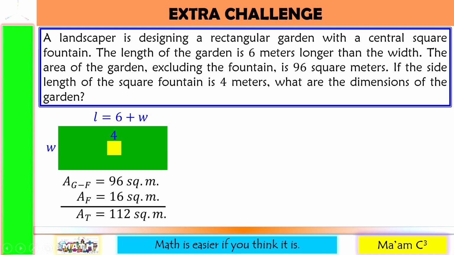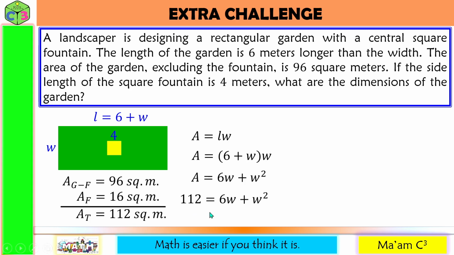We all know from geometry that area is length times width. And we are already given the equation for the length, which is 6 plus W. Let us substitute that. Next, let us distribute this W here. So this will become W times 6 is 6W, and W times W is W squared. We already know the area of the whole garden, and that is 112. So let us substitute it as well.